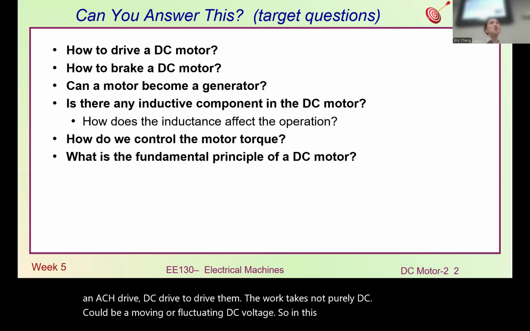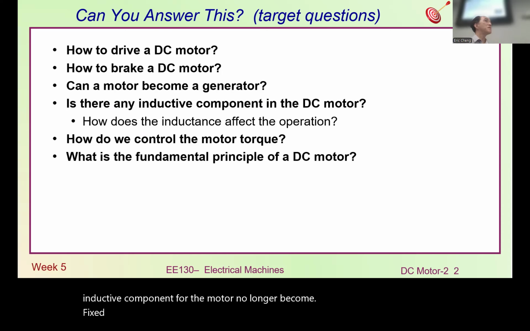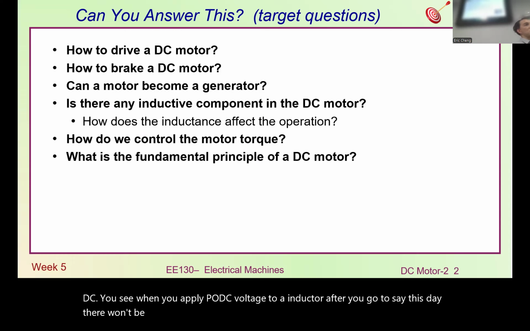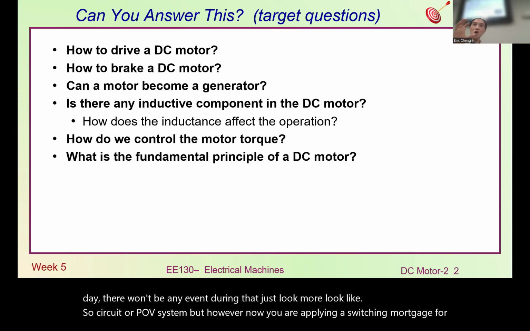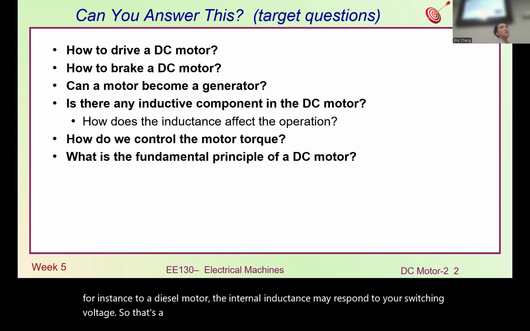So in this case, the inductive component of the motor no longer becomes fixed or unchanged. It may vary with the input voltage, which is not pure DC. When we apply pure DC voltage to an inductor, after it goes to steady state, there won't be any effect. The inductor will just look like a short circuit or pure resistance. But now you are applying a switching voltage to a DC motor, and the internal inductance may respond to your switching voltage. That's a real case of how we control the motor. So that's why we look into that.